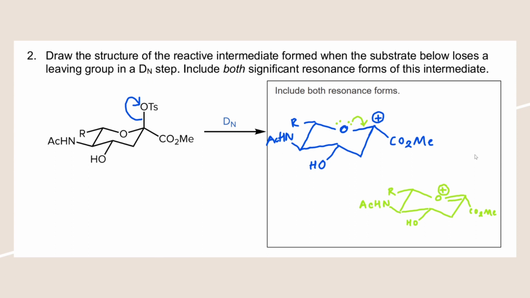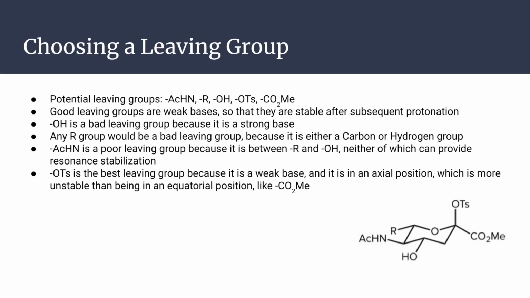Basically, I kind of made a stupid mistake when I was doing this question. I put the positive charge on this carbon right here instead of on this carbon, simply just overthinking when the OTS group left. But it's a pretty simple problem when you just break it down. I think the hardest part is really just identifying the good leaving group.